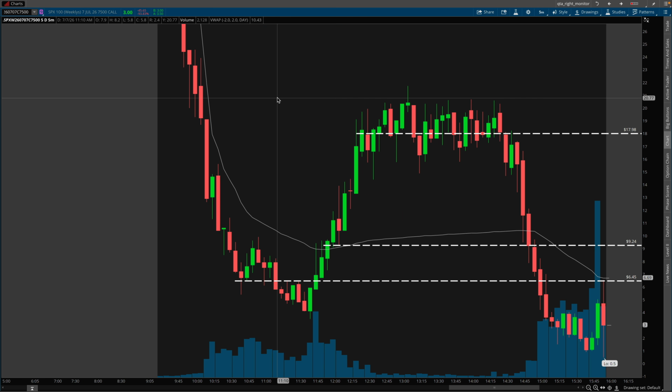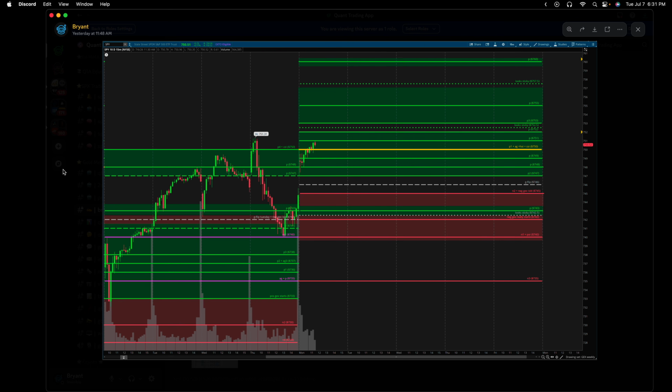At the end of the day, you want to have a reason for entering your trade. You want to have an expected stop loss. And more importantly, you want to also know what your expected profit target is. Those are the three ingredients that you need to know or have some sort of an idea about before you take your position. Now, we have additional tools within Quant Trading App.